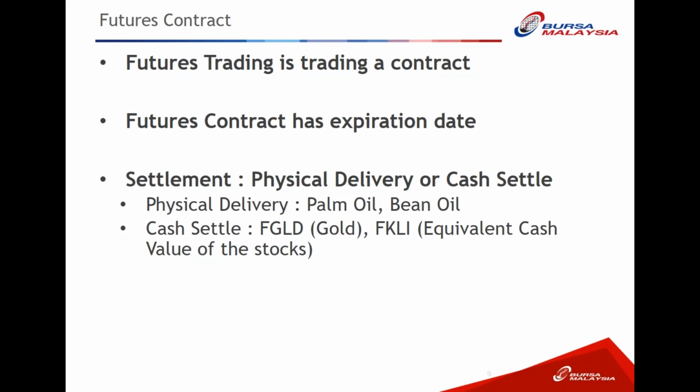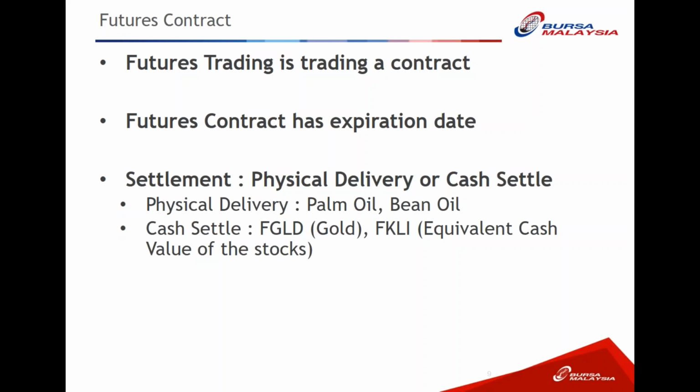This is what I shared with you in the previous webinar. A futures contract basically has two types of settlement. The first one is physical delivery, and the second one is cash settlement. So what is physical delivery? For example, our star product in Bursa Malaysia is crude palm oil. Those contracts are physically delivered, which means you take the physical asset, product or commodity when it expires or matures. Bean oil is another such contract, and gold and so on.